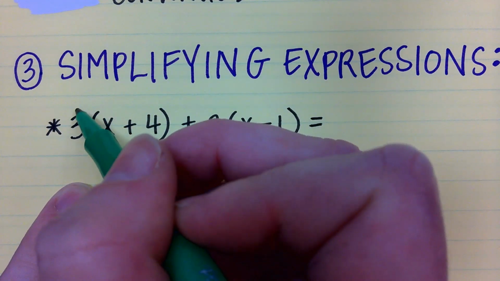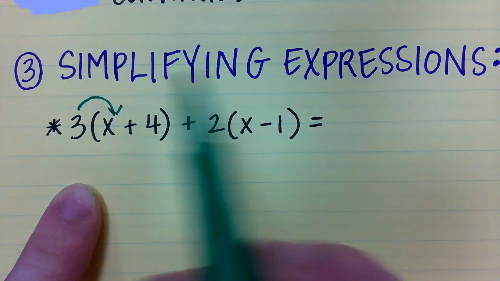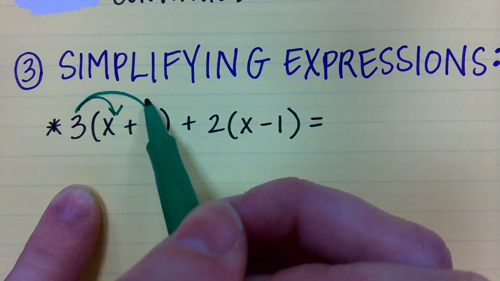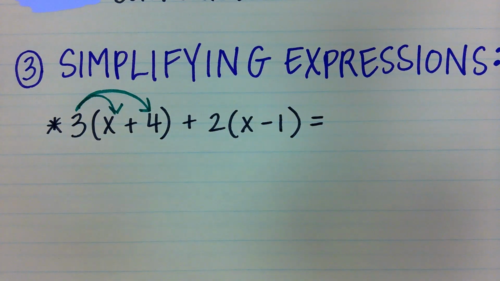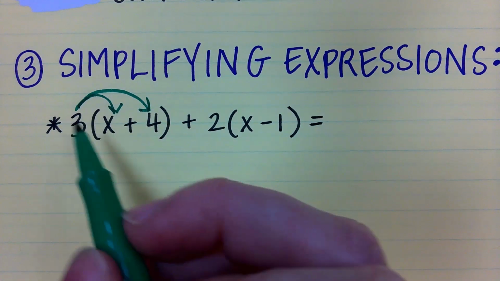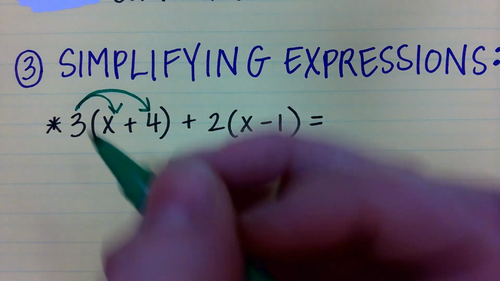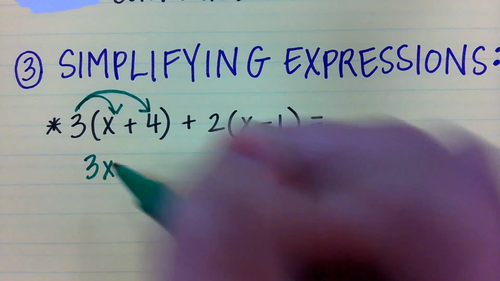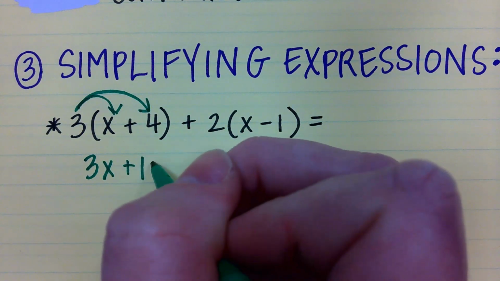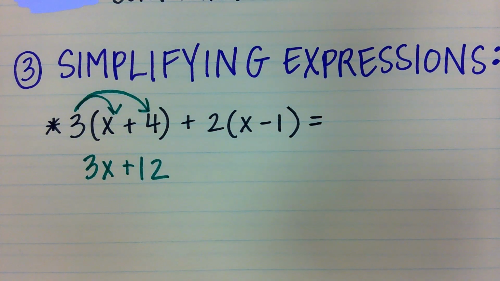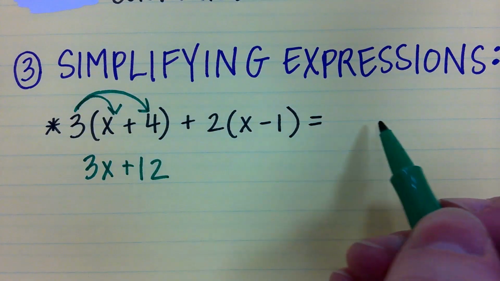So whenever we can't solve what is inside the parentheses yet, that's when we do the distribution first. So we're going to multiply. 3 times x and what? And 3 times 4. Good. So first off, what is 3 times x? 3x. Good. What is 3 times 4? 12. Good. 3x plus 12. Done with that part.